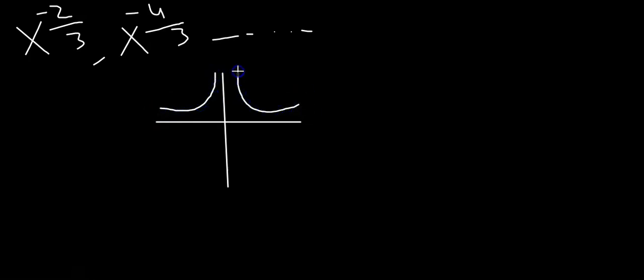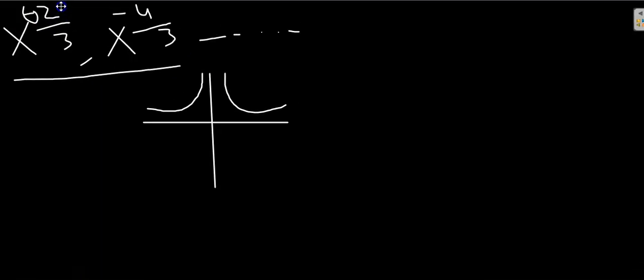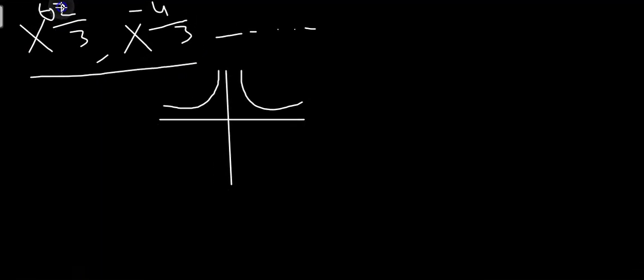So this is what my graph is going to be. It's not going to touch the line. This line is not going to be touched by this graph, but it just goes this way. This is what my graph is going to look like if I have this type of function with the negative power. This is even, this is even, and this is odd. So this is what it looks like.